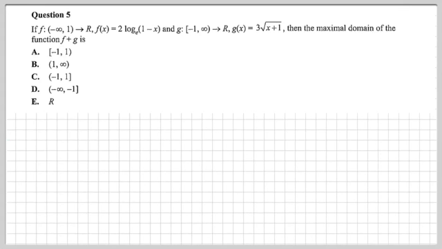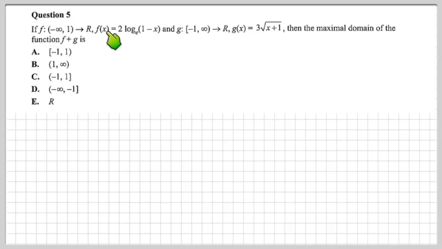Okay, question 5. We've got a function f going from minus infinity to 1, not inclusive, mapping to real y values, where f of x is 2 times the natural log of 1 minus x, and g goes from minus 1, including minus 1, up to positive infinity, where g of x equals 3 times the square root of x plus 1. Then the maximal domain of the function f plus g. That's an addition of ordinates thing, but it only works, guys, for the domain which is in common to both.